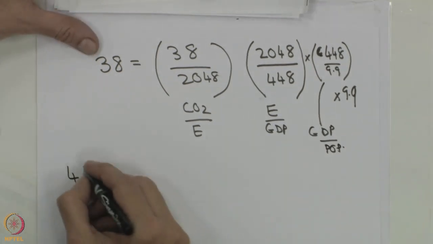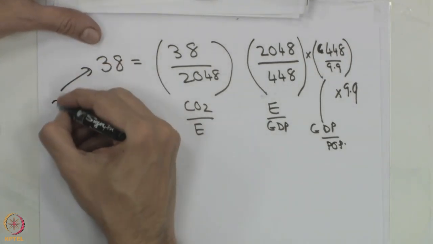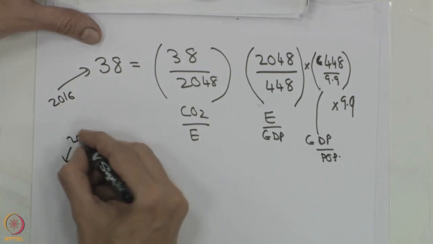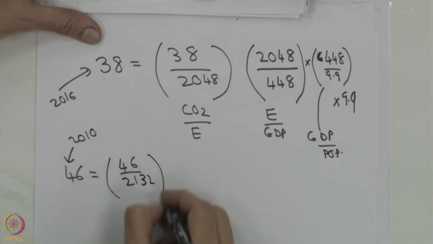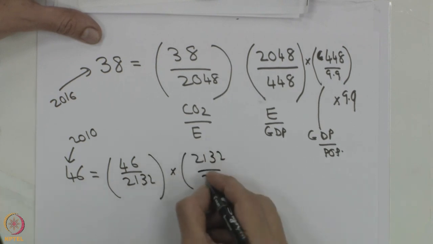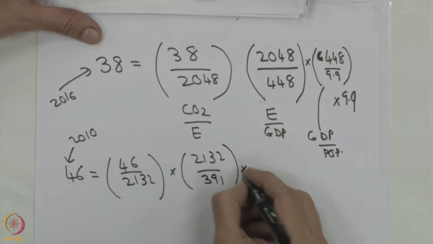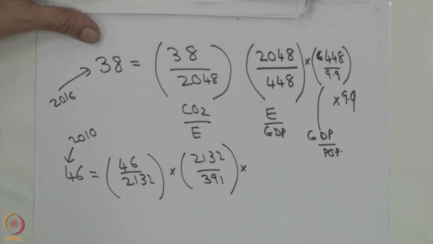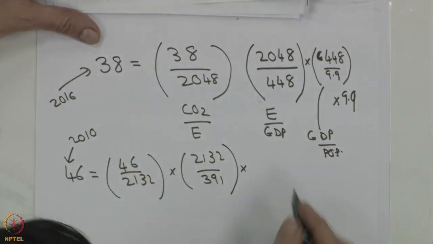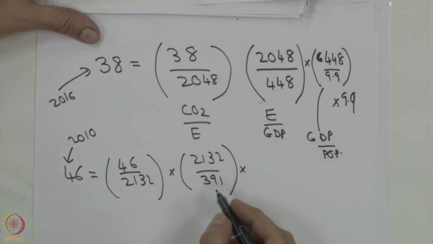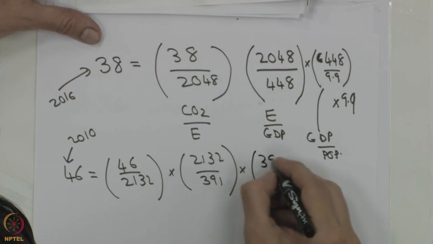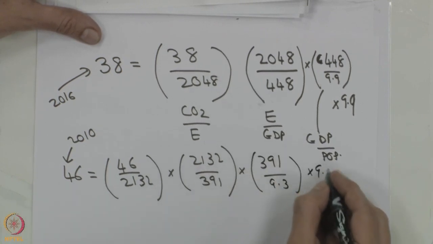And on the next year, this becomes 46. This is the recent year, 2016. In 2010, it was 46, which was 46 by 2132 into 2132 by 391. Let's just check which years it was. Let's see the values. 46 is for 2010. And in 2010 we had this as 2132. Purchasing power parity, this was 391, and then this was 391 by 9.3 into 9.3.